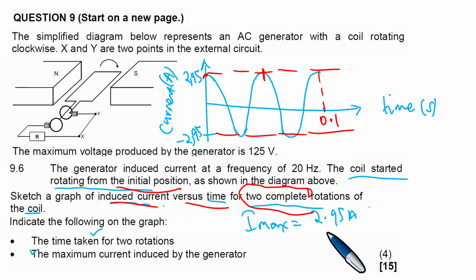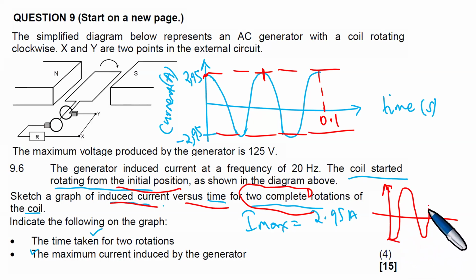It's not the only way to sketch the graph, you can do the opposite as well. You can do this. You can start like this, so you can take the opposite. So that this is minus 2.95, 2.95, time, and the current in amperes.